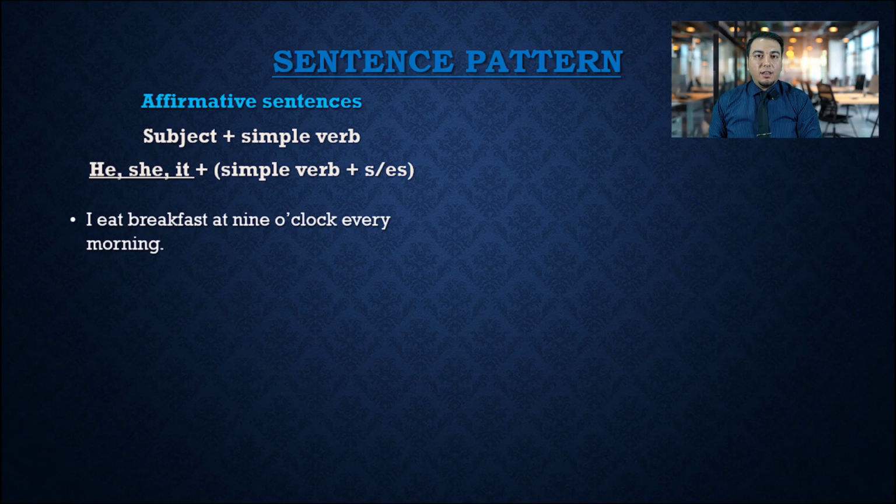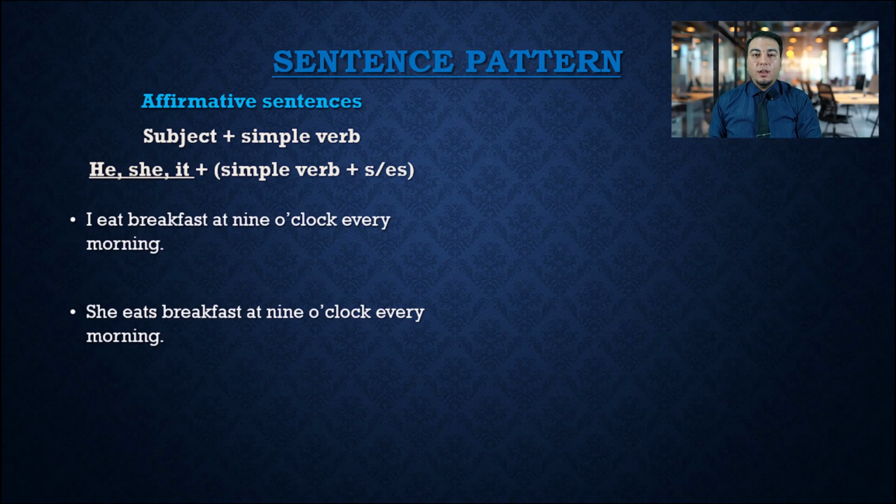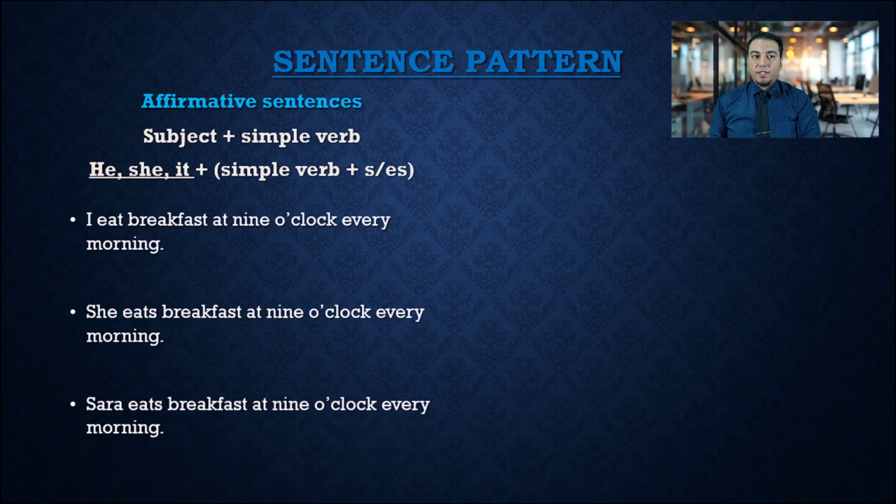As you can see, I have I as the subject and eat as the simple verb. She eats breakfast at 9 o'clock every morning. As you can see, because the subject is she, we have s at the end of our verb. So it is eats. Sarah eats breakfast at 9 o'clock every morning. So I just used Sarah instead of she.